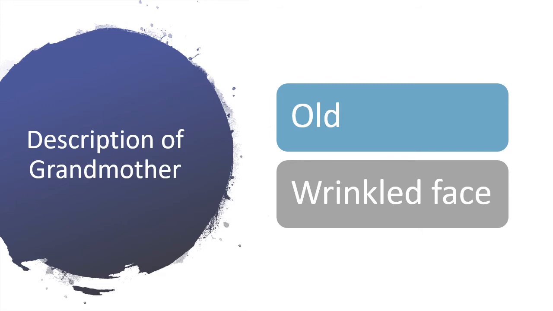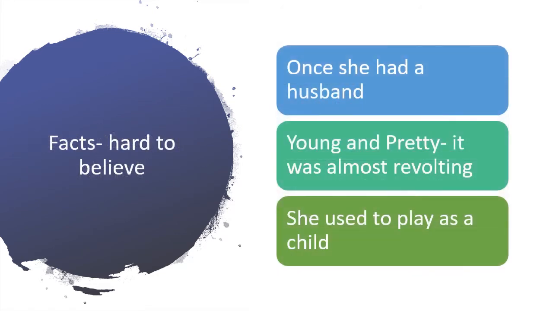So he has described the physical appearance: she was old, bent, fat, full of wrinkles, and gave the idea that she had grown so old that she could not grow any older. The thought that the grandmother was once young and pretty was almost revolting, meaning the author could not believe it. Sometimes the grandmother herself used to tell the grandchildren that she had played as a child. The author could not believe it. He felt that grandmother is such a dignified person, an old woman. She cannot play a game like a child. So he did not believe it, because all these things were hard for him to believe.